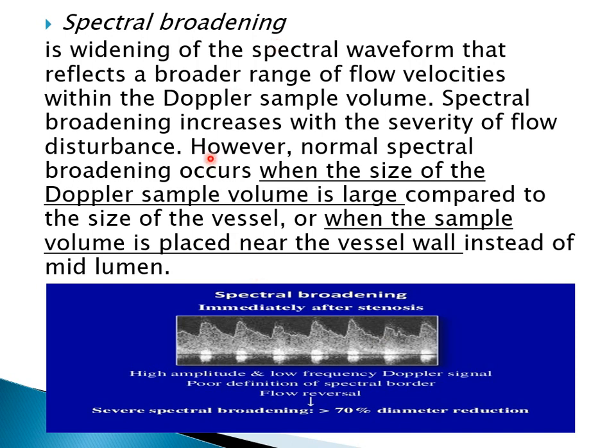The first sign of abnormal flow or turbulence is the spectral broadening. It is the widening of the spectral waveform that reflects a broader range of flow velocities within the Doppler sample volume. Usually it occurs when the size of the Doppler sample is large compared to the size of the vessel. As we said, you should take it in the center of the vessel, 2/3 of the diameter of the vessel. When the sample volume is placed near the vessel wall, this is the spectral broadening. Here we have it in the systole and the diastole.